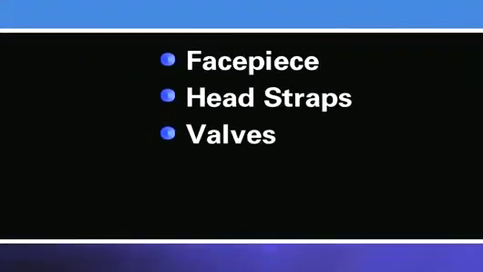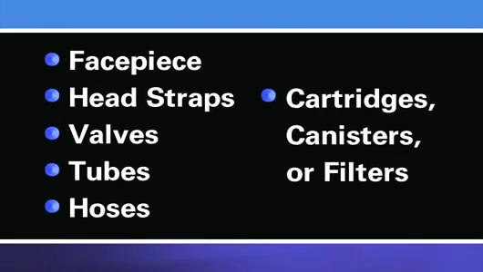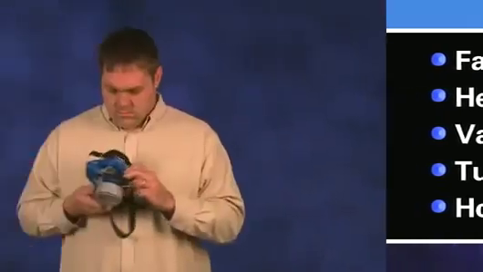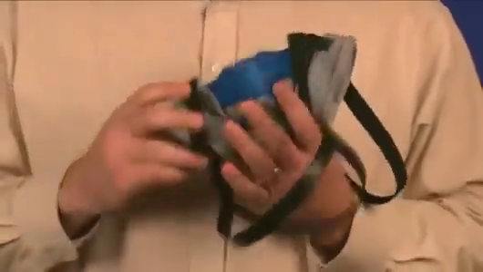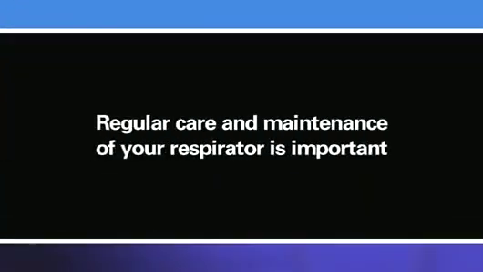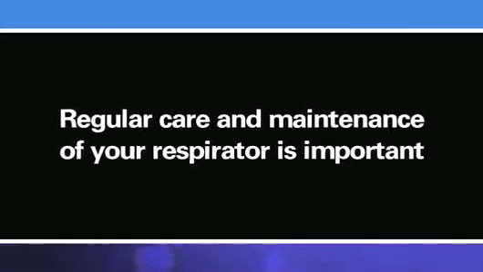A respirator inspection must include a check of the respirator function, tightness of any connections, and the condition of the various parts, such as the facepiece, head straps, valves, tubes, hoses, and any cartridges, canisters, or filters. In addition, elastomeric parts must be checked for pliability or signs of deterioration. Regular care and maintenance of the respirator is important to ensure that it functions as designed.